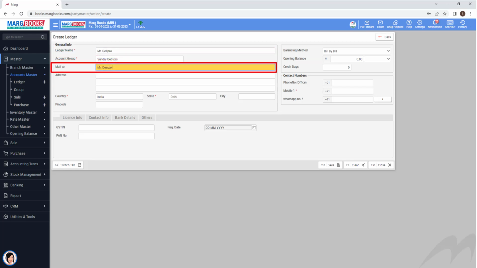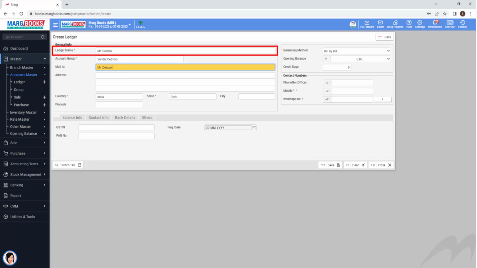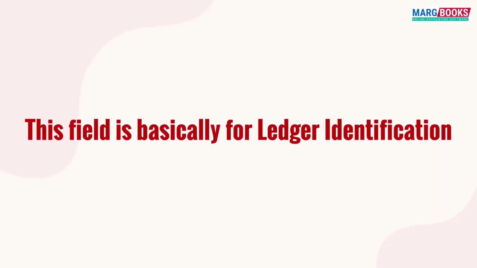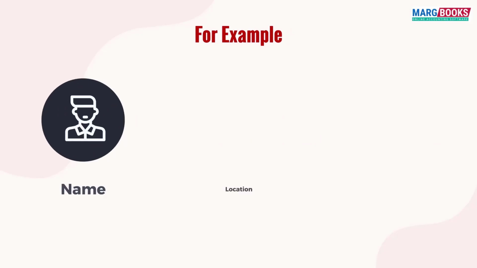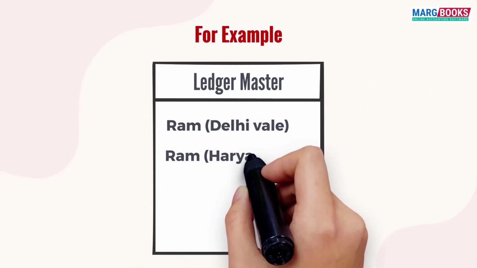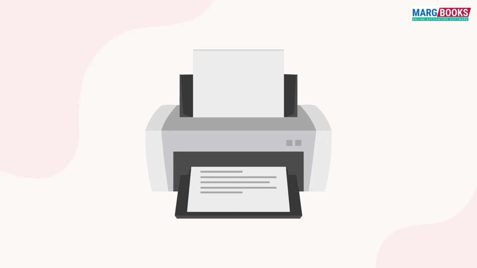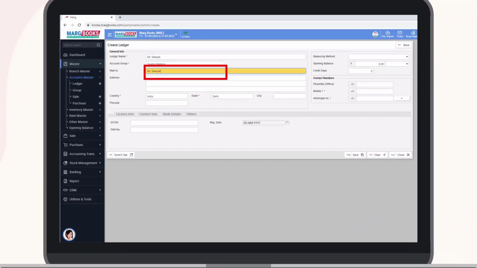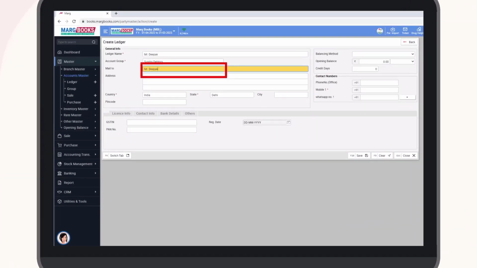Then is Mail To, in which by default the software auto picks the ledger name. But in Mail To, you will mention that name which you want to get printed on the bill of your selected customer. Basically, this field is given for ledger identification. For example, there are many customers or parties with the same name, location or shop. So, for their identification, you will mention a different ledger name, but that same name should be printed at the time of invoice printing. That's why in the Mail To field, you can mention that name which you want to be printed at the top at the time of invoice printing.